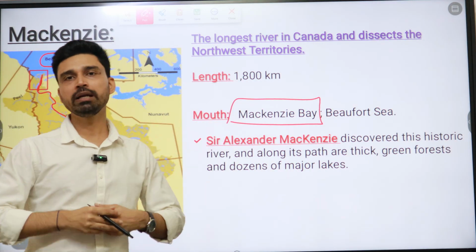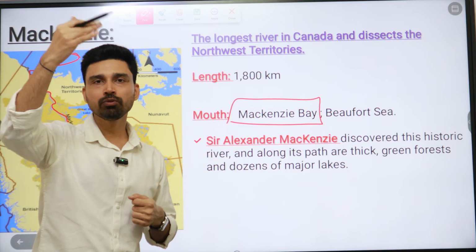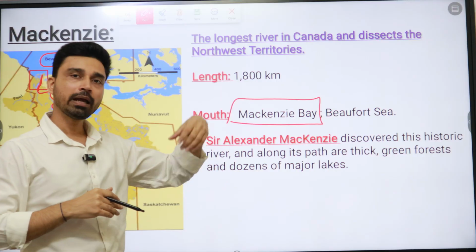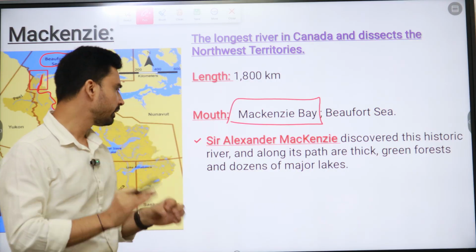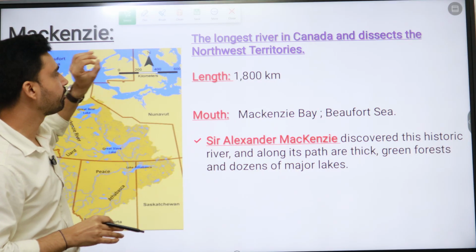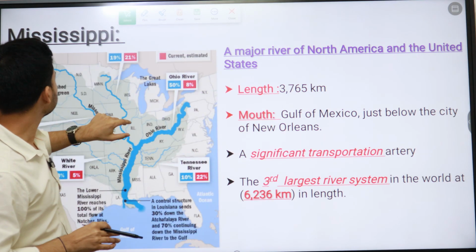He was the first, while navigating through the entire North American continent, to discover this historic river, and along this river path you'll find thick green forests and dozens of glacial freshwater lakes.